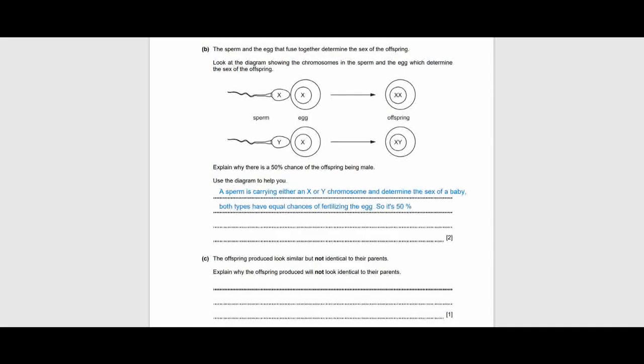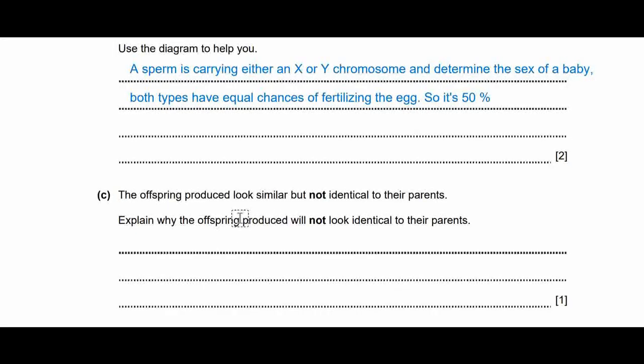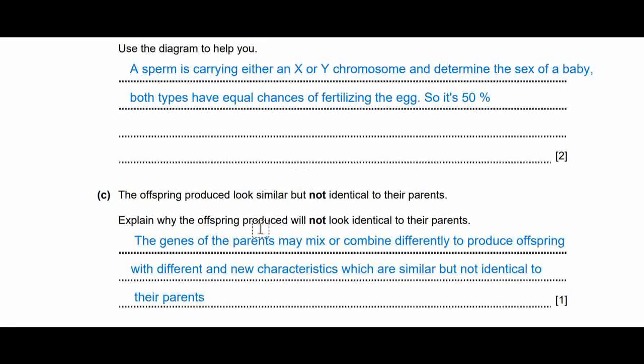Right, let's open up the answer for question C. Well, the genes of the parents may mix and combine differently to produce offspring with different and new characteristics, which are similar but not identical to their parents. So it's not exactly the same, but similar because it's a mix or combination from male and female. Let's move on to next.